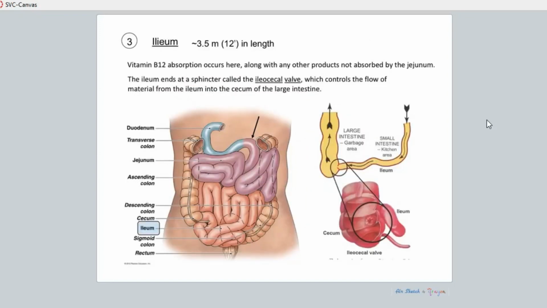And then the next part we have is the ileum. The ileum is about 12 feet in length.